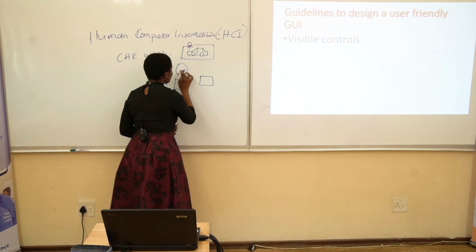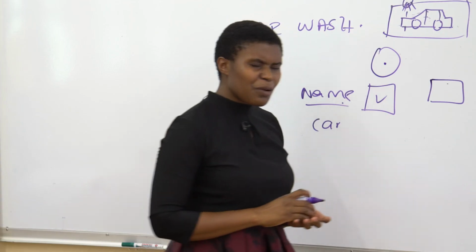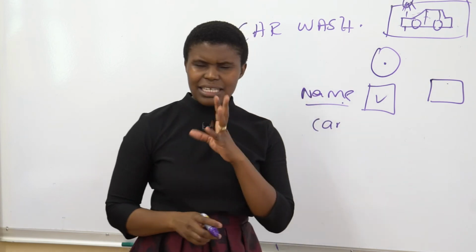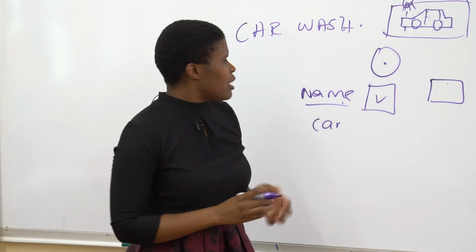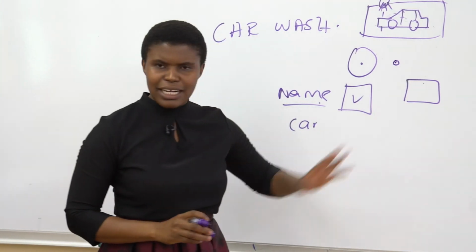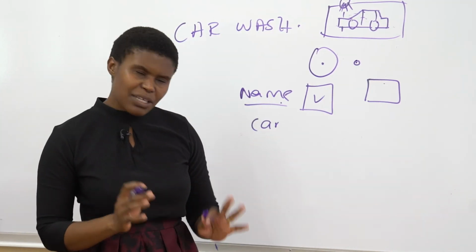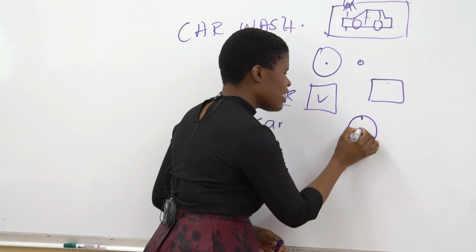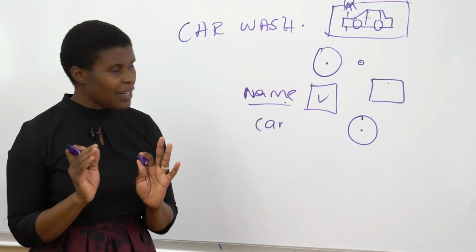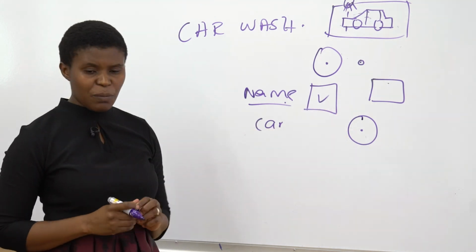I'm going to come back to this radio button. When a radio button is not selected, it's kind of blurry. It doesn't look visible. So the smaller you make it, people won't even see that it's a radio button. So for the visible control, even if it's blurry, it must be a little bit bigger, and I must be able to see it's a radio button.